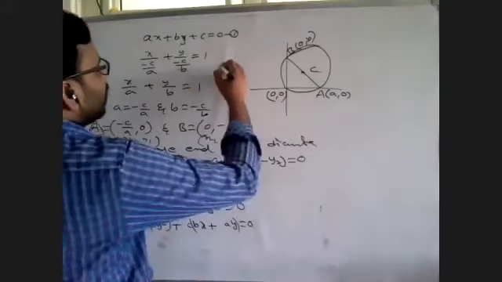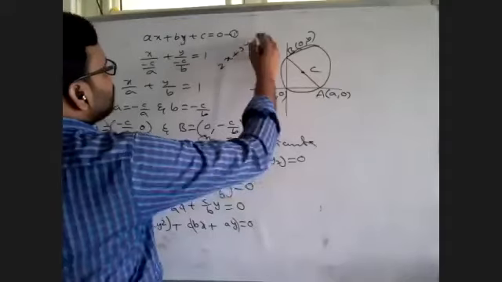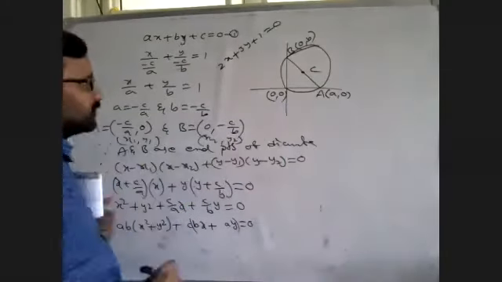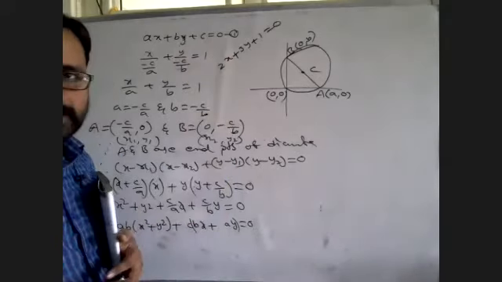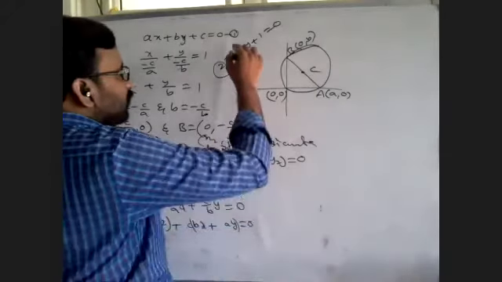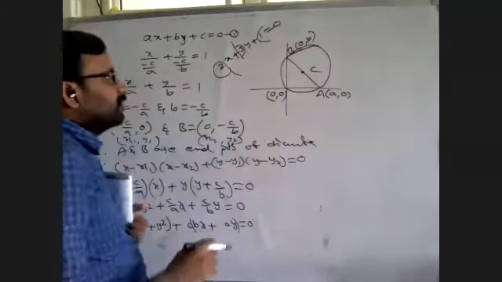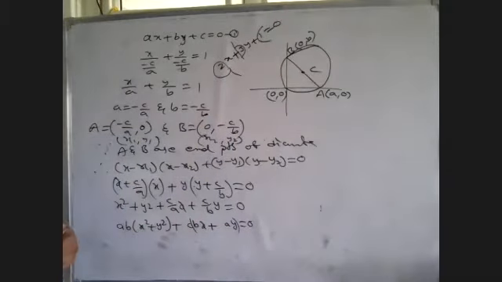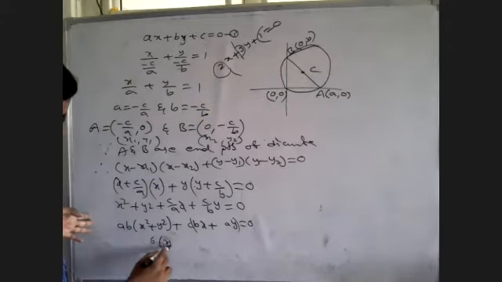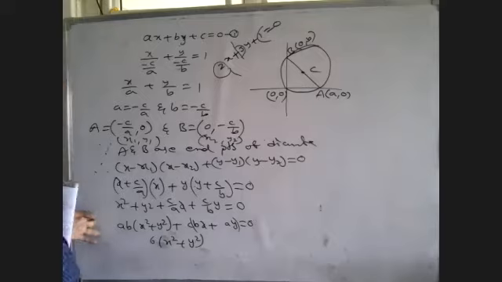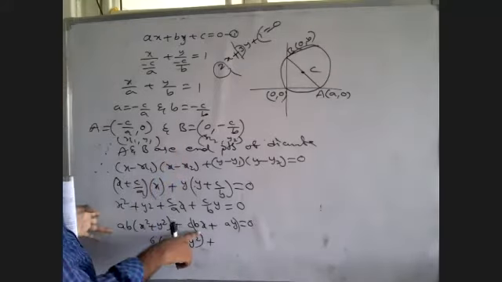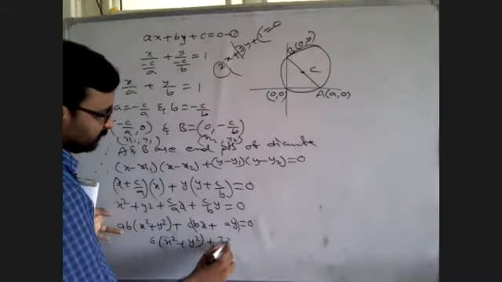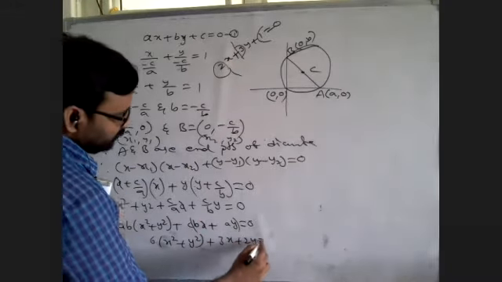Suppose I gave you 2x + 3y + 1 = 0 as the equation of the straight line. Find the circumcircle of the triangle formed with this line and the two coordinate axes. What is A? 2. What is B? 3. What is C? 1. Substitute the three values here. AB is 2 into 3, 6, into (x² + y²), plus C, which is 1, plus Bx, which is 3x, plus Ay, which is 2y. This is the circle equation.